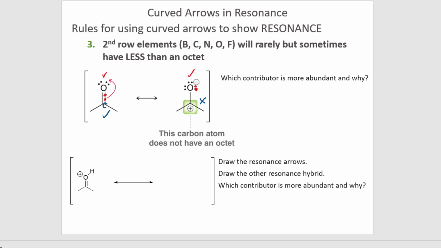So this can occur. However, of the 2 contributors, which one do you think is the more stable one? The fully neutral one where everyone has an octet, or the contributor on the right that has 1 less octet and really 2 charged atoms? You guessed it. This is probably the better contributor of the resonance that could possibly occur.